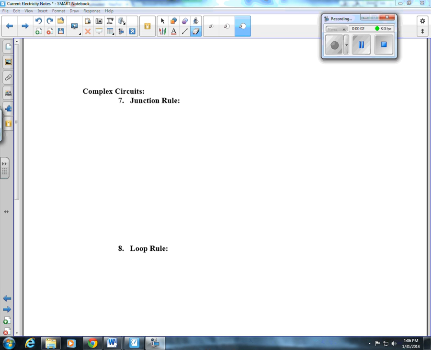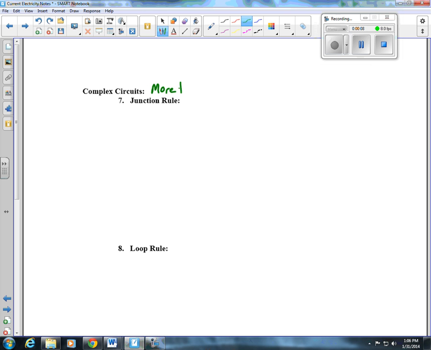To start talking about more complex circuits. And a complex circuit, we're going to say, just has more than one resistor. Now, there's two rules that we can use for any complex circuit. There are series circuits, there are parallel circuits, and then there's combinations, which are a lot more complicated. But this junction rule and this loop rule will apply to any of them.